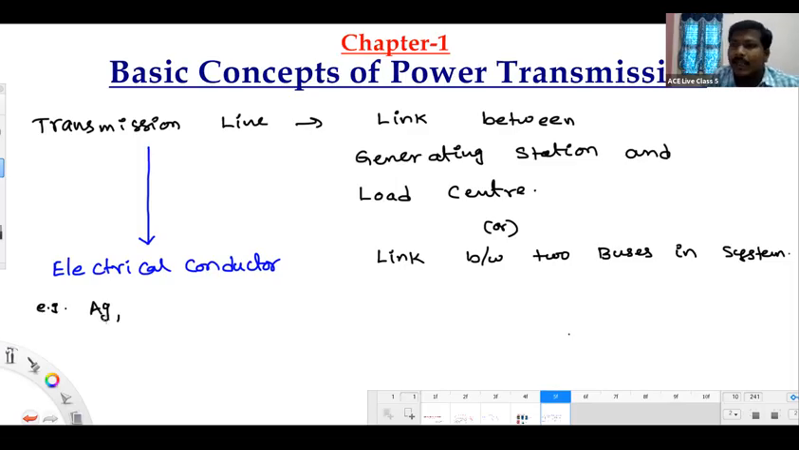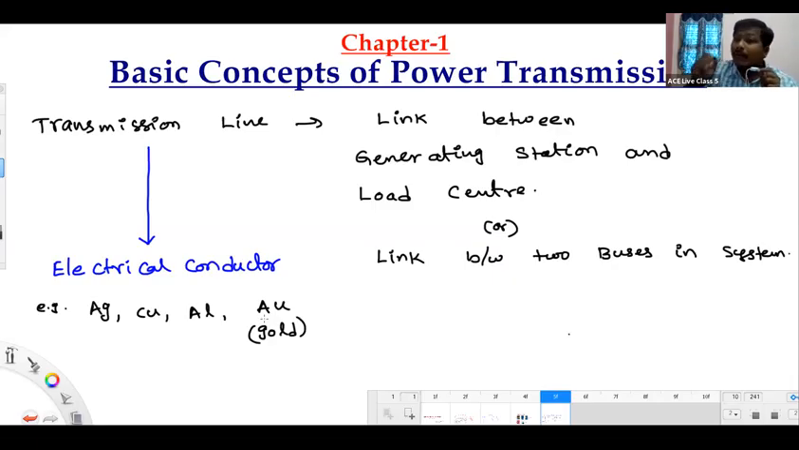Ag, silver. After silver, we have copper, then aluminum, then iron, gold. These are various examples of electrical conductors. Silver has the highest conductivity among all these. The remaining are also conductors, only with less conductivity compared to silver. Not only these four, we have many materials. I have written only four on the board.